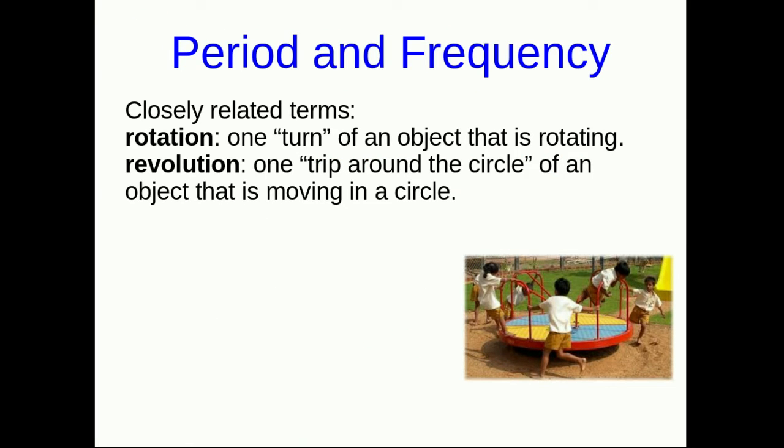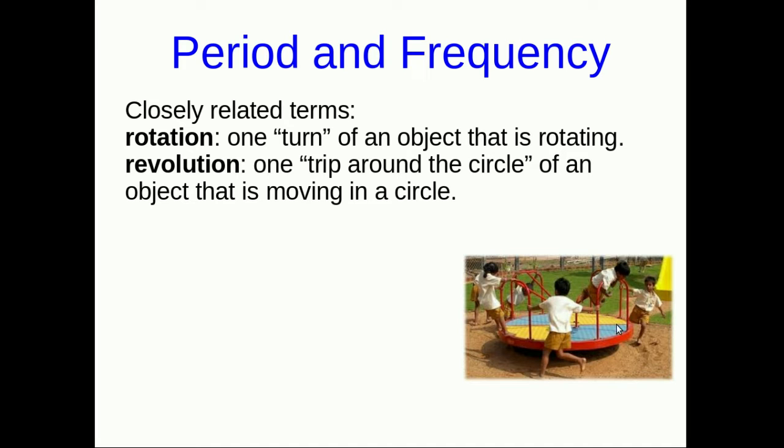When we're talking about things turning, there are 2 closely related terms. Rotation is each turn of a rotating object. So this merry-go-round is rotating. Each time it goes once around, you call that a rotation. On the other hand, each time this child goes around the circle, that is called a revolution.